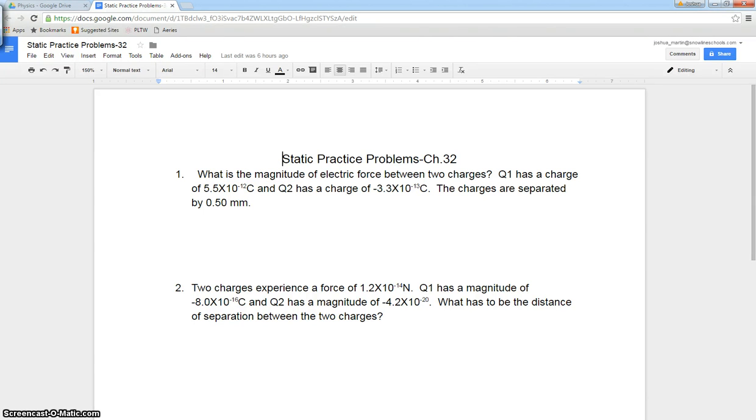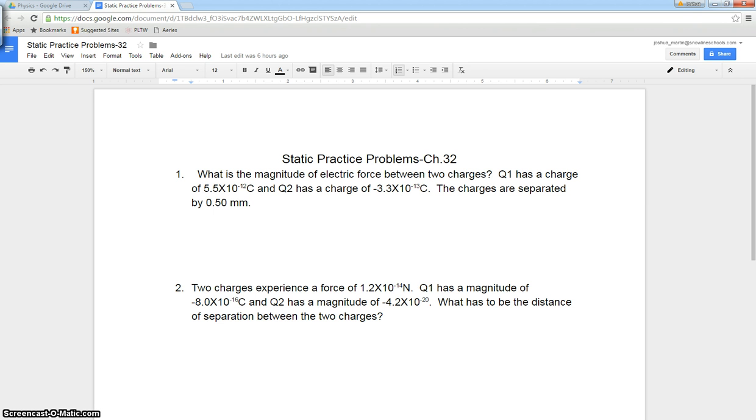Alright, so I'm going to start with the static practice problems that I assigned to you. This is problem number 1 right here. Let's read it together. It says, what is the magnitude of electric force between two charges? So there's the big clue right there: what is the electric force between two charges. That's what we're solving for.